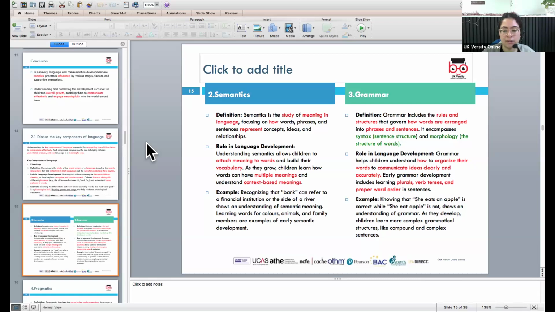So the role grammar plays in language development is simple. It helps children understand how to organize their words to communicate ideas clearly and accurately. Early grammar development includes learning plurals, verb tenses, and proper word order in sentences. An example would be knowing that she eats an apple is correct while she eat apple is not, which shows an understanding of grammar. As they develop, children also learn more complex grammatical structures like compound and complex sentences. Of course, their grammatical skills keep improving as they grow up.